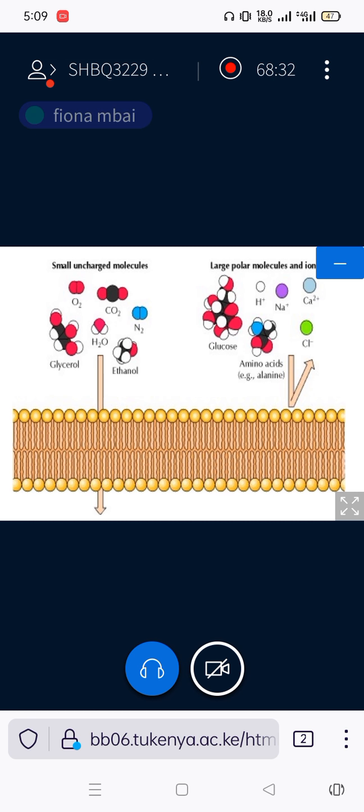Large polar molecules, Mr. Wekesa, such as glucose, and protons, cannot.